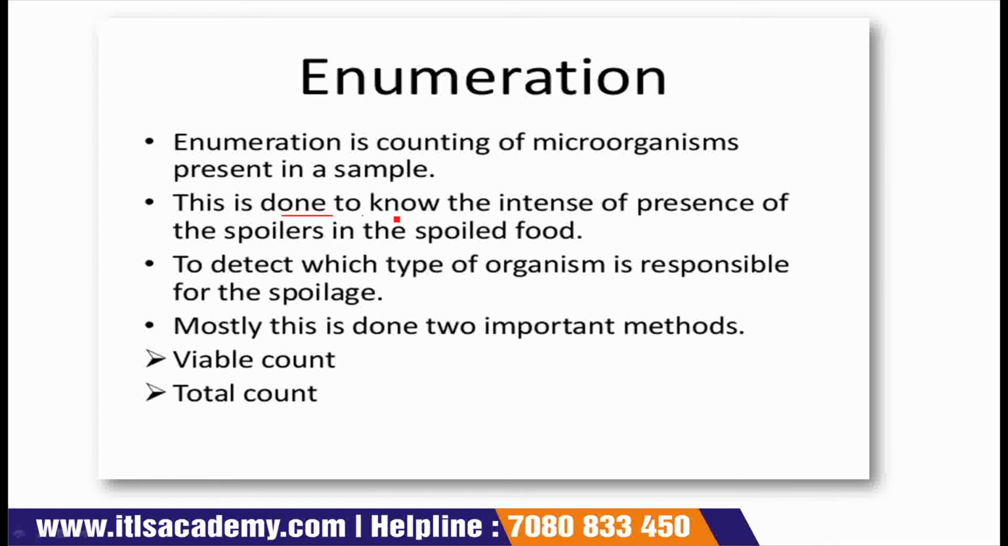Enumeration is done to know the extent of presence of the spoilers in spoiled food. Most of the time it is used if some microorganisms are present in any food, then to determine what amount and what kind of organisms are present, you have to do enumeration of the microorganisms. To detect which type of organism is responsible for the spoilage, you can also determine what kind of spoilage that particular organism is responsible to do.